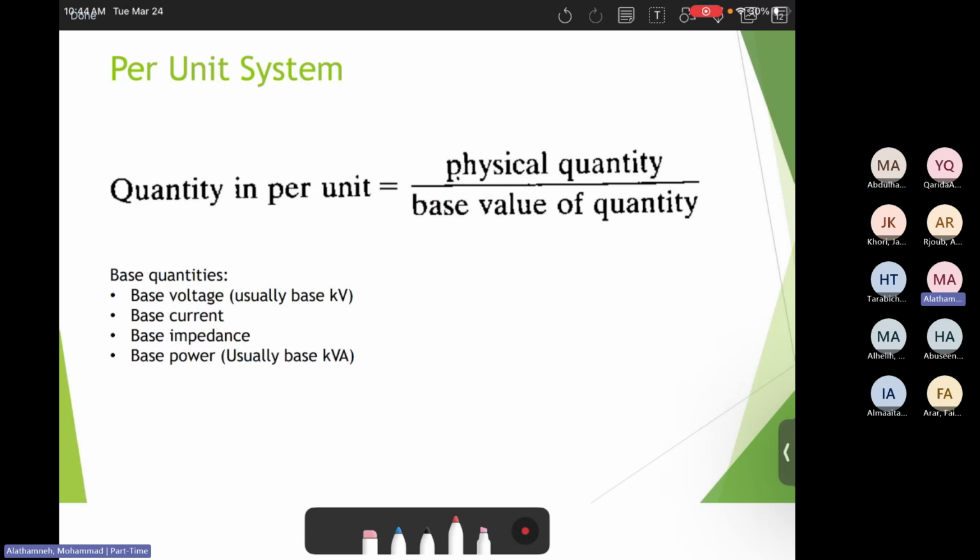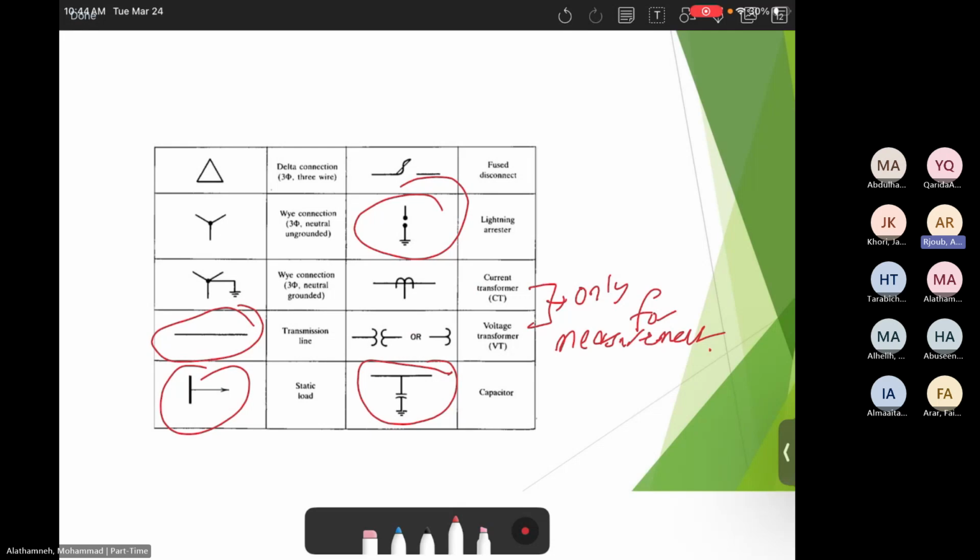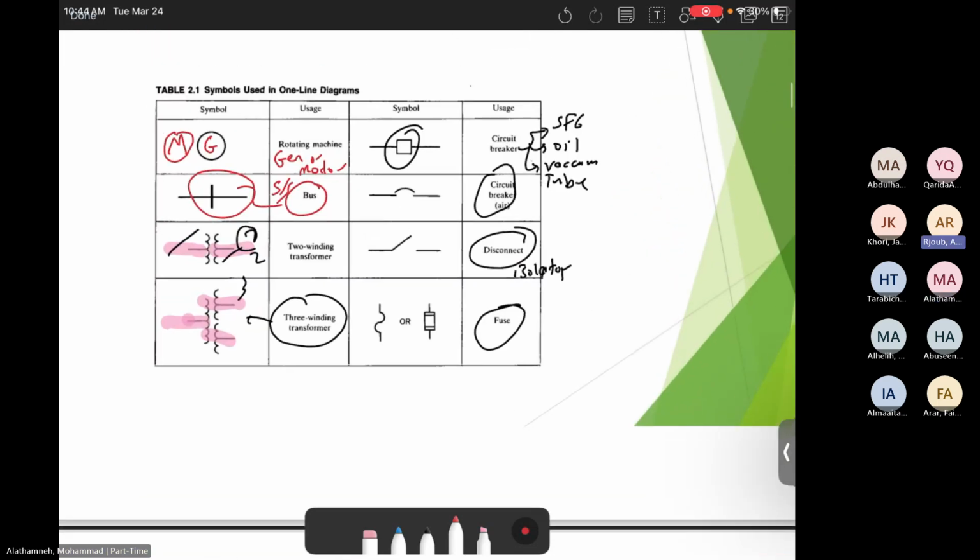Per unit system. I think, Doctor, you are already familiar. I have a question. Yes, sure. In the previous slide. Yes, the next one. The previous one. Here? Yeah, where do we use the three winding transformer in distribution?